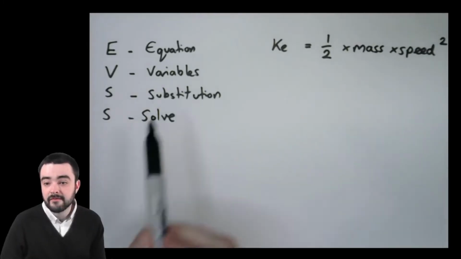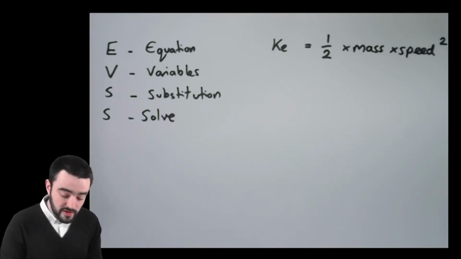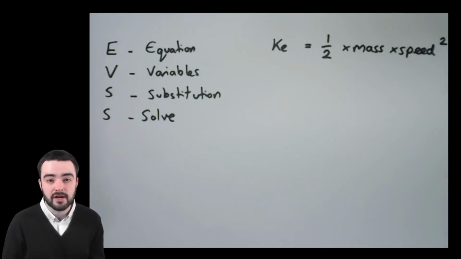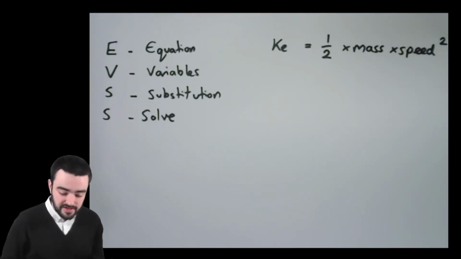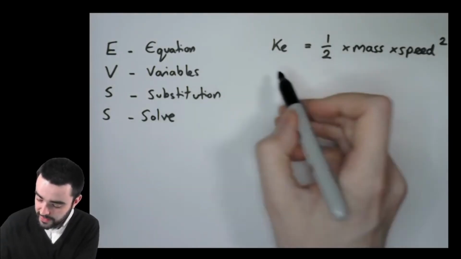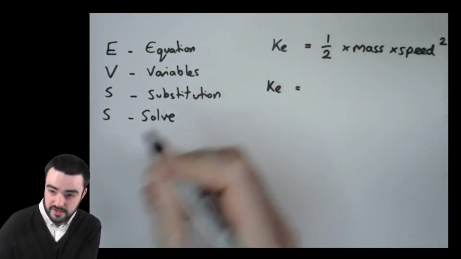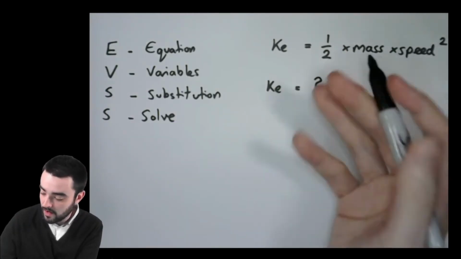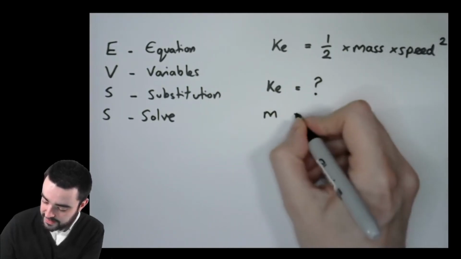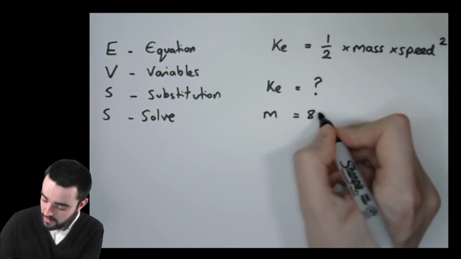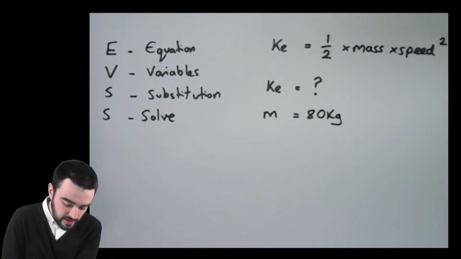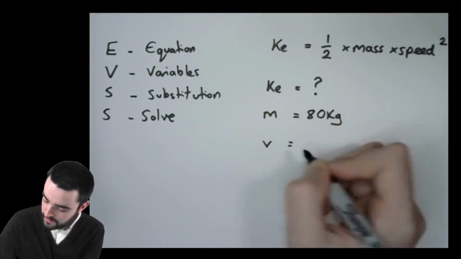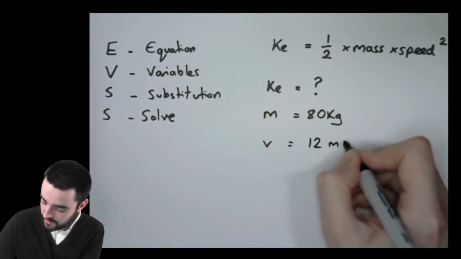The next step is the variables. This is the point where you write out all the information in the question related to the variables in this equation, and it's also the time that you can convert things into base SI units if you need to. So what do we have? We've got the KE. Do we know what that is? No, that's not been given to us. That's what we're trying to find out, so I just put a question mark. 1/2 is 1/2. We're looking for the mass. The mass is equal to 80 kilograms. And then we're looking for the speed. The speed is equal to 12 meters per second.